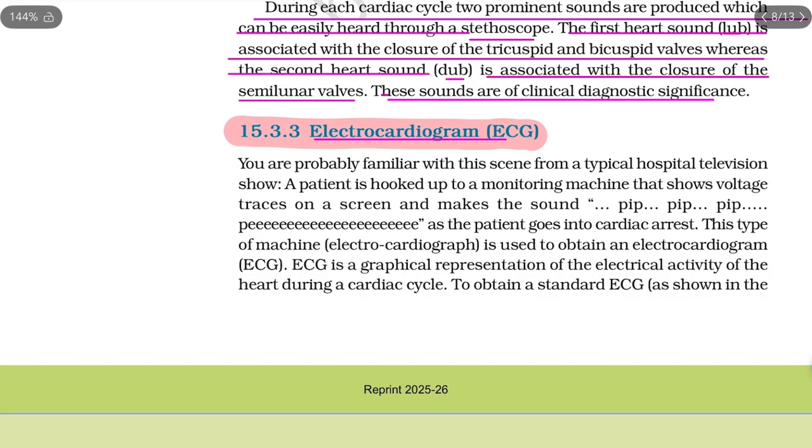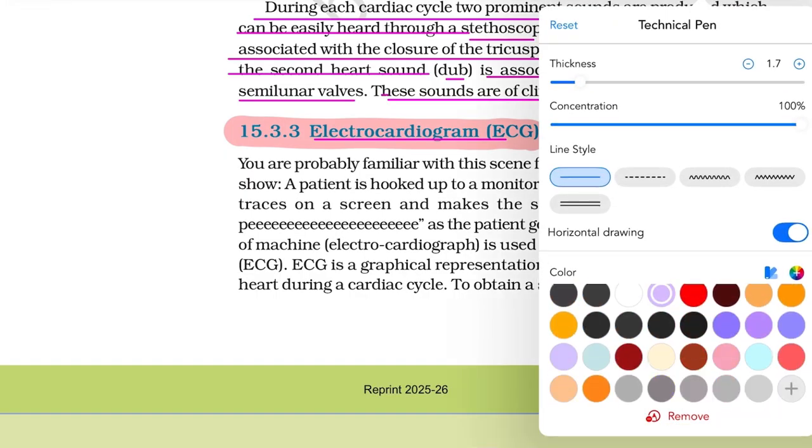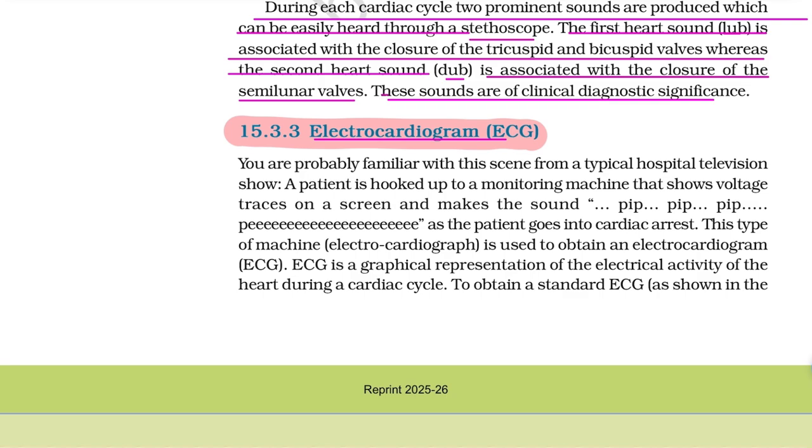And next is electrocardiogram. You are probably familiar with this scene from a typical hospital television show. A patient is hooked up to a monitoring machine that shows voltage traces on a screen and makes the sound pip, pip, pip, peee as the patient goes into cardiac arrest. This type of machine, an electrocardiograph, is used to obtain an electrocardiogram, ECG.